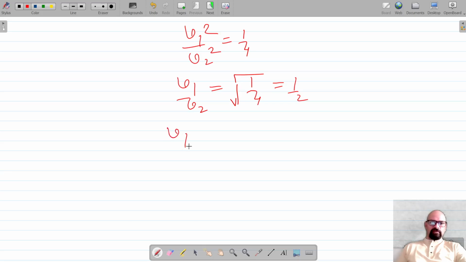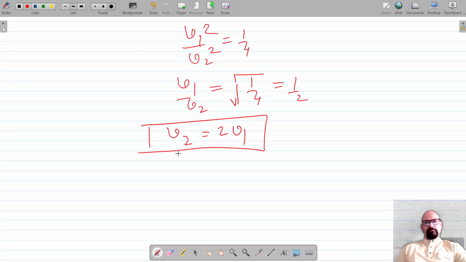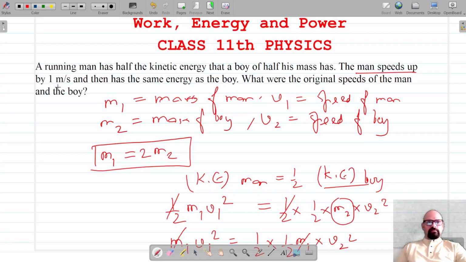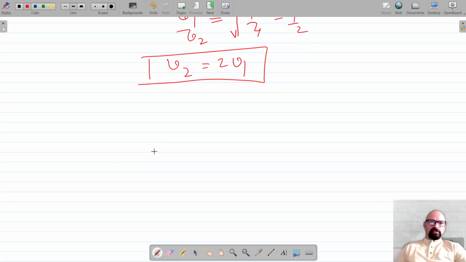Or we can say that the velocity of the man is half the velocity of the boy. The velocity of the boy v2 is 2 times the velocity of the man. Okay, now the next condition is that the man speeds up by 1 meter per second. Now let's say the new speed of the man is v1 dash. It is one more than the original speed, and the velocity of the boy remains the same.